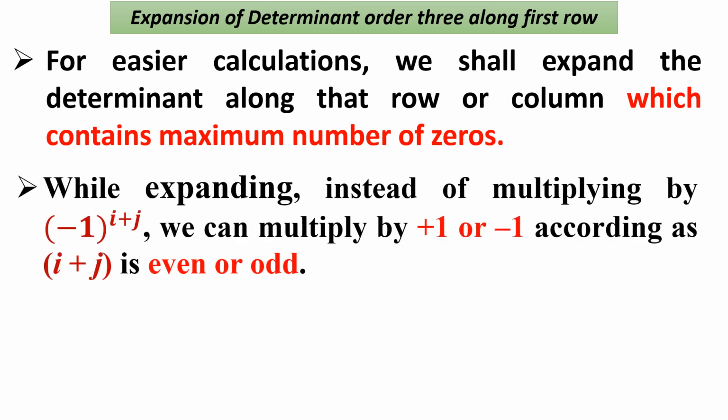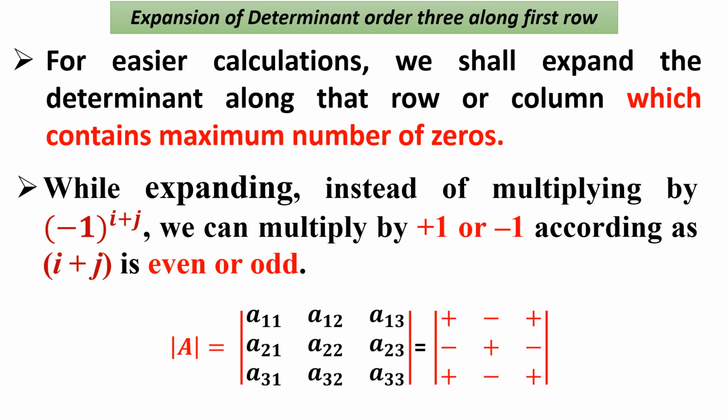While expanding, instead of multiplying by minus 1 whole power i plus j, we can multiply by plus 1 or minus 1 according to even or odd. Another interesting idea. Minus 1 whole power 1 plus 1 is even, therefore positive. Minus 1 whole power 1 plus 2, negative. Minus 1 whole power 1 plus 3, positive. Minus 1 whole power 2 plus 1, negative. Minus 1 whole power 2 plus 2, positive, like that.